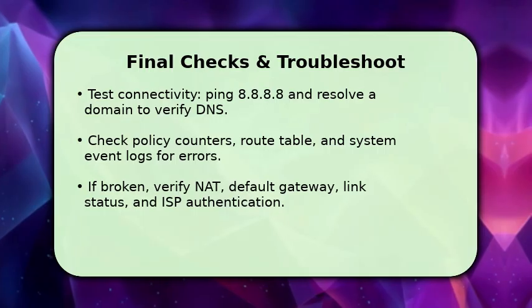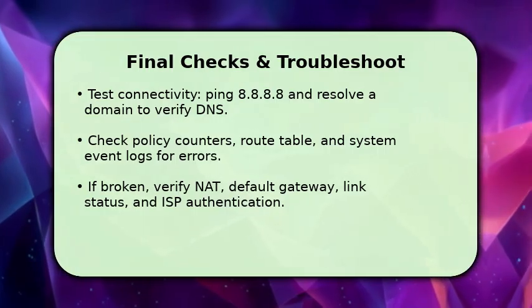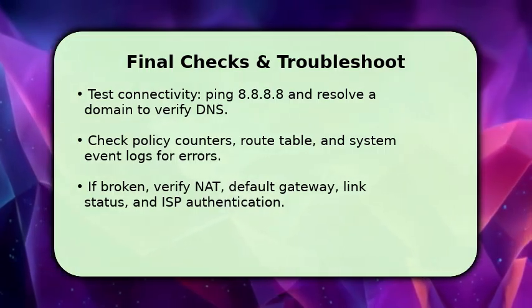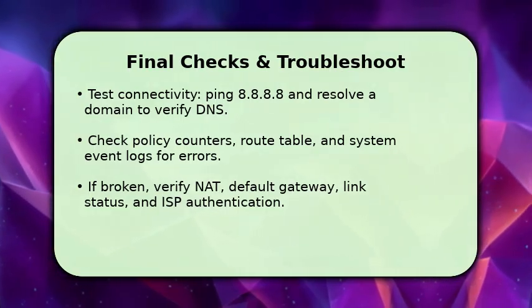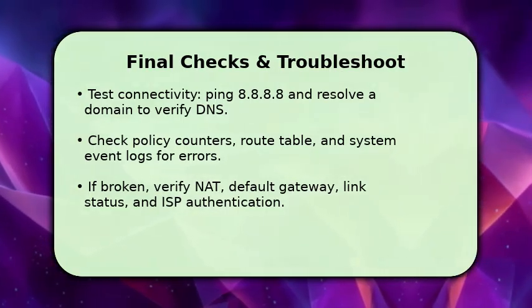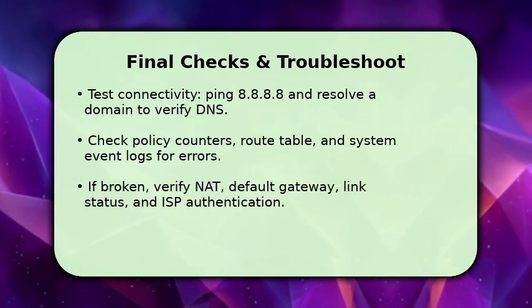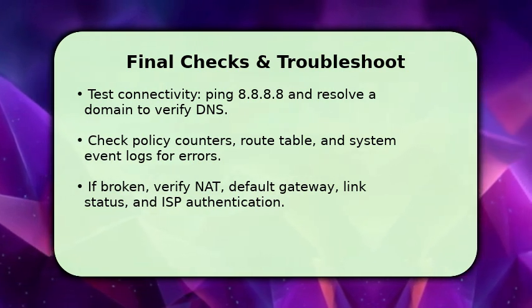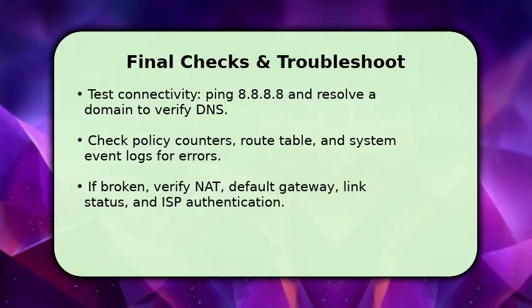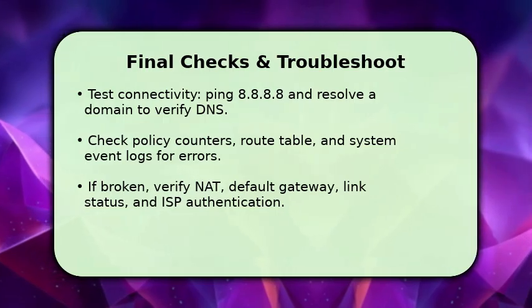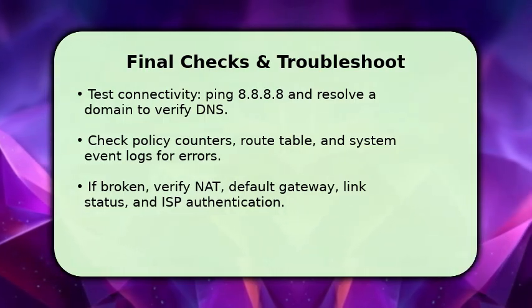Then check policy counters to confirm traffic matches your LAN to WAN rule, review the routing table for a default route, and scan system logs for interface or authentication errors. If something fails, make sure NAT is enabled, the default gateway matches the ISP, the physical link is up, and any PPPoE or ISP credentials are correct. This single troubleshooting step fixes most issues.